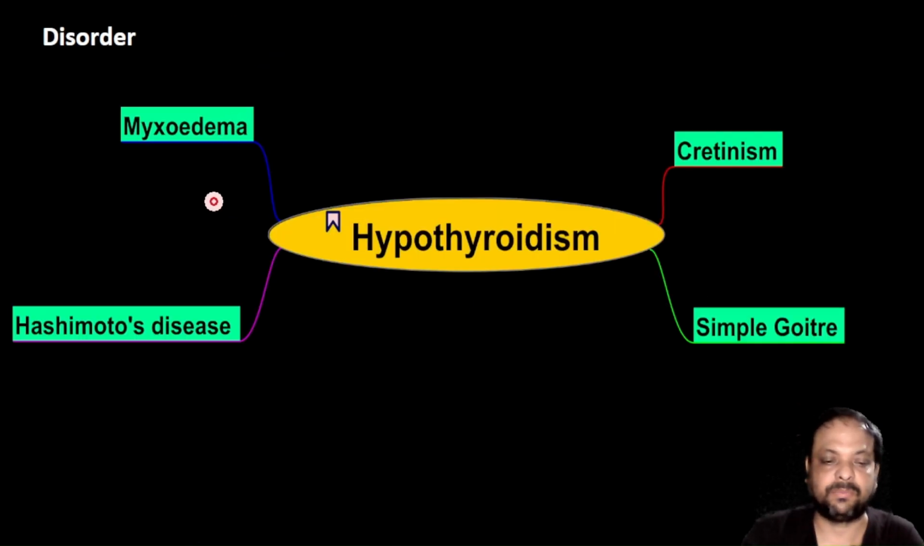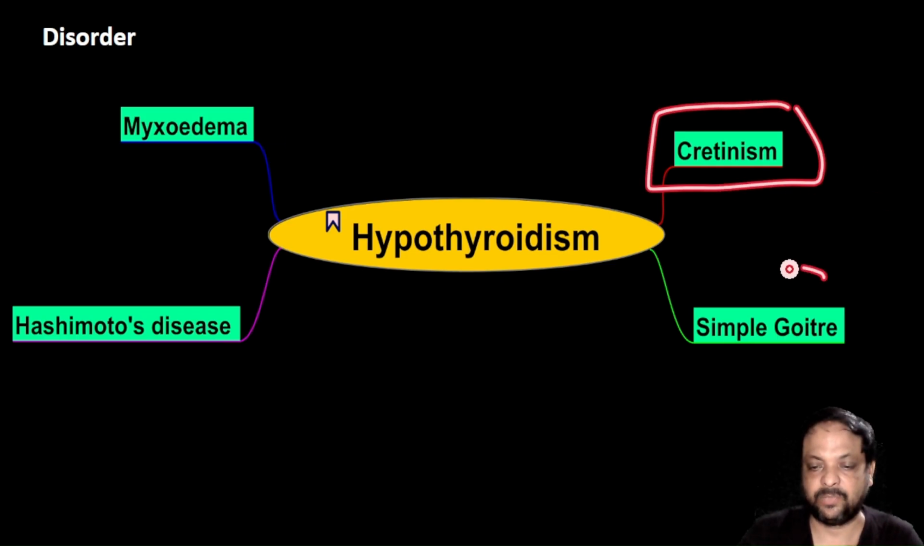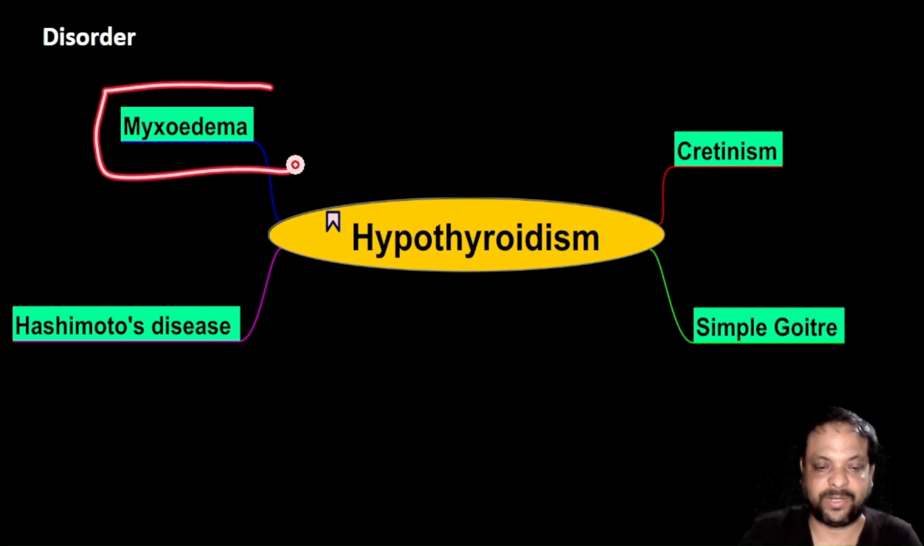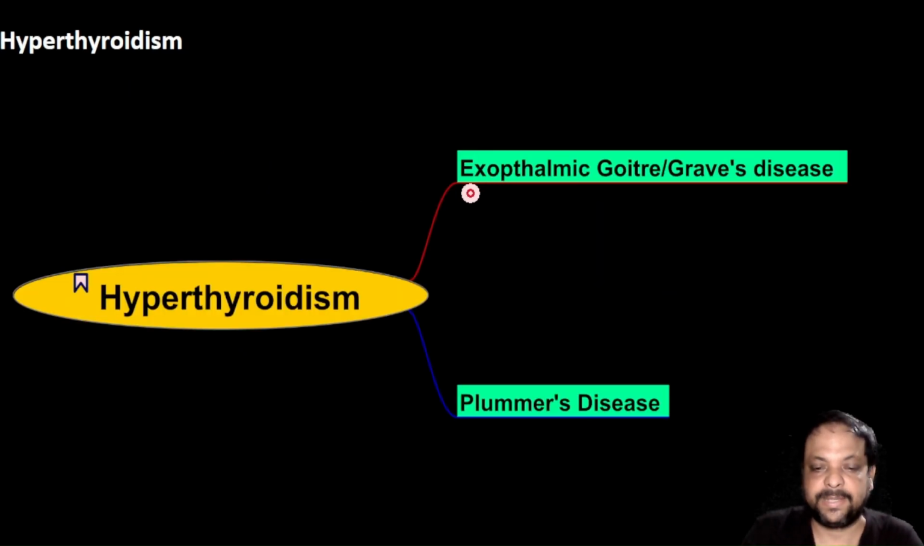Okay, now we're going to discuss the disorders. In the disorders we have 2 types. One is called hypothyroidism, another is called hyperthyroidism. In hypothyroidism we have 4 types of disorder: one is called cretinism, another is simple goiter, Hashimoto disease, and the last one is called myxoedema. And in hyperthyroidism, we have exophthalmic goiter or Graves' disease, Plummer disease, and cancer or tumor of the thyroid gland. So we'll discuss one by one. First we'll discuss hypothyroidism, and then hyperthyroidism.